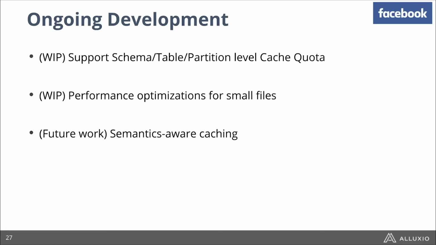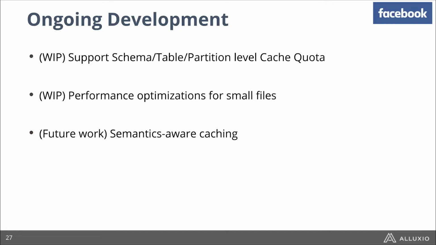For example, to support different levels of cache quota in Presto, we can tell the cache to spend no more than 1 terabyte for this particular table or this particular schema. As mentioned by Rohit, we also see a dip in performance for certain cases, and we found it's often due to caching a lot of small files, so we're doing a lot of performance optimization for small files. For future work, we're also discussing semantics-aware caching for different files. Can we do something differently?